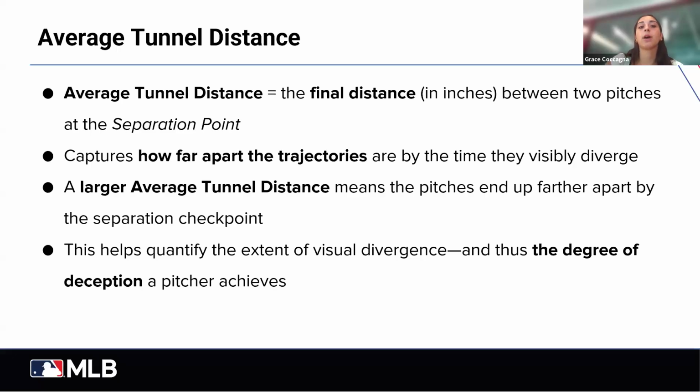The next metric that we can look at is the average tunnel distance. So this is the final distance in inches between the 2 pitches at the separation point. So ideally, we're looking at how far apart these 2 trajectories went and how far away the 2 pitches were. Ideally, a larger average tunnel distance means that the pitches end up farther apart from each other at the separation point.